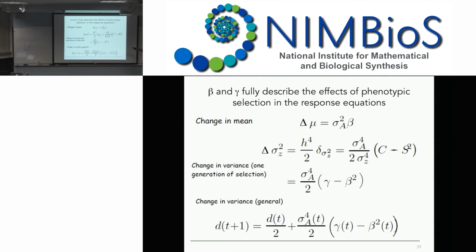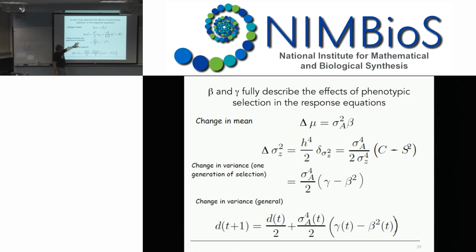I can ask how traits change. This expression here is the Lande expression, and what it depends upon is the genetic variance, and the only measure of selection is beta. Once I have beta, phenotypes don't enter after that. We can also compute the change in variance. I haven't talked about this. I'll just give you an outline.